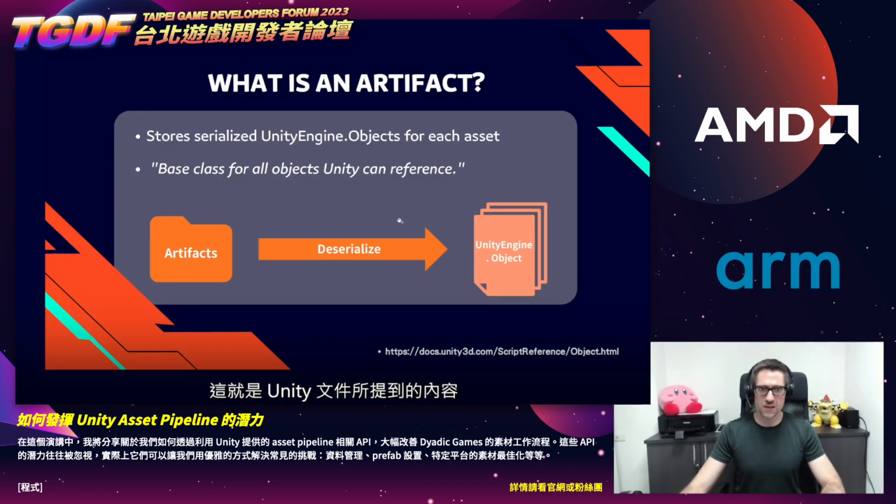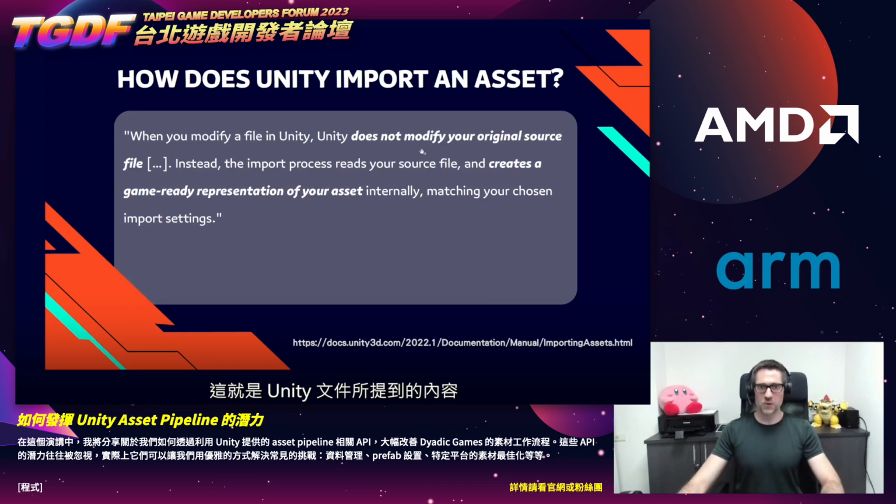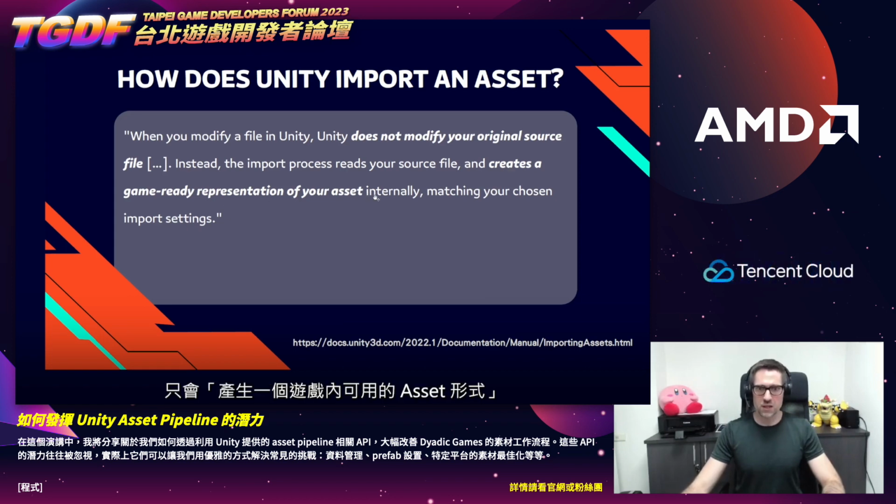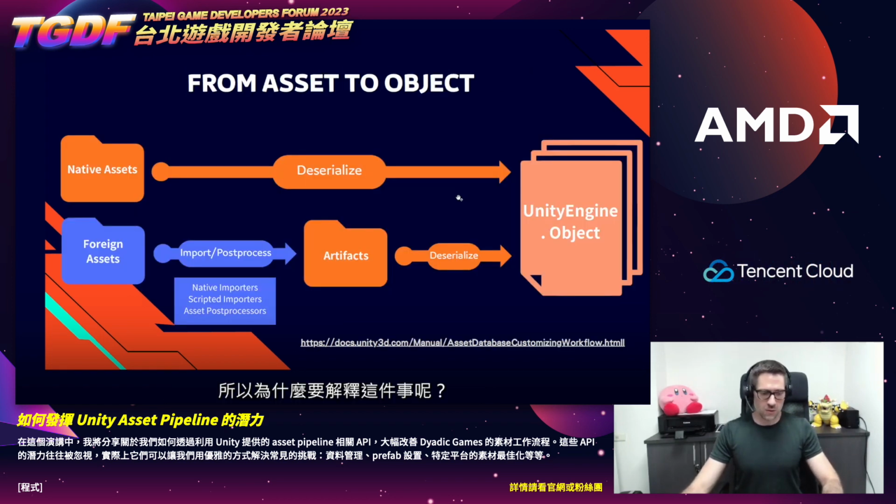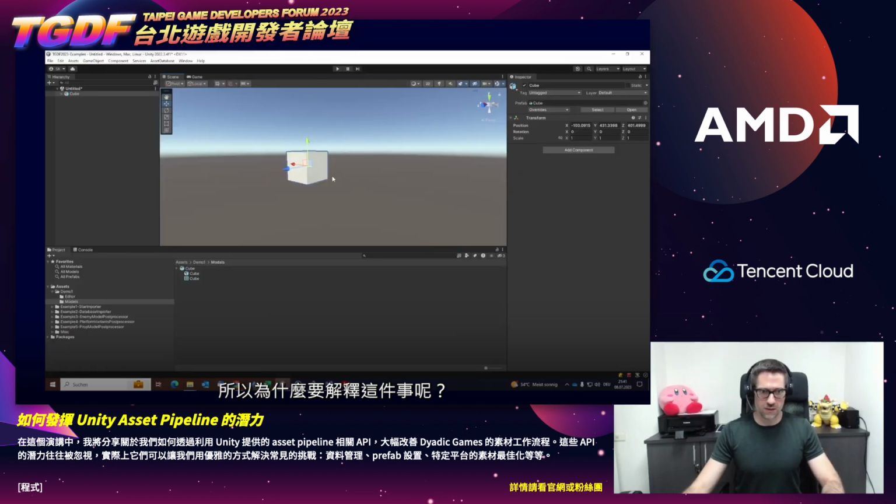And this is what Unity was mentioning before when it says it does not modify your original source file. It creates a game-ready representation of your asset. So why am I explaining this to you?